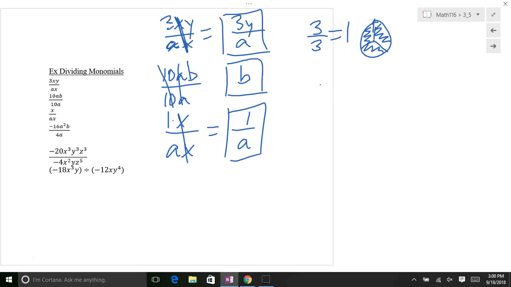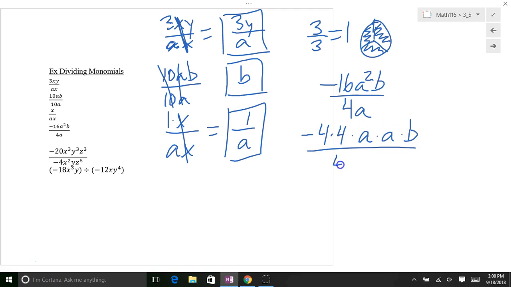Number 4, negative 16a squared b over 4a. So you go ahead and take the negative 16a squared b, and let's think about that. Negative 16 divided by 4 is negative 4, but if you want, you can write it like this: negative 4 times 4, and you can expand the a squared, a times a, you get the b, and you get the 4 times the a. Notice that the 4's cancel, one of those a's cancels, so you're just left with negative 4ab on the top there.